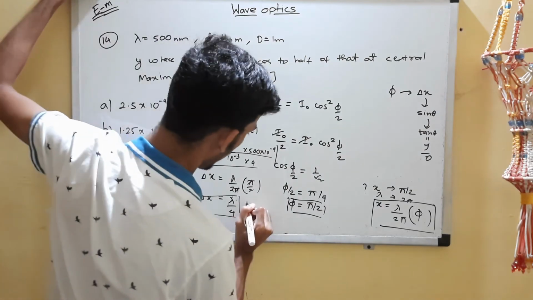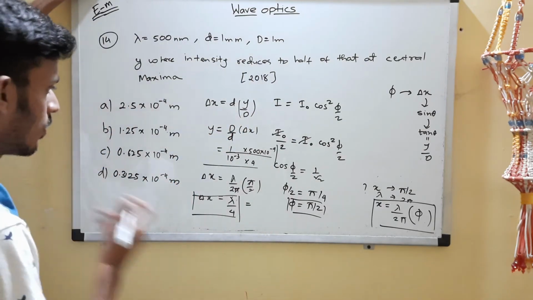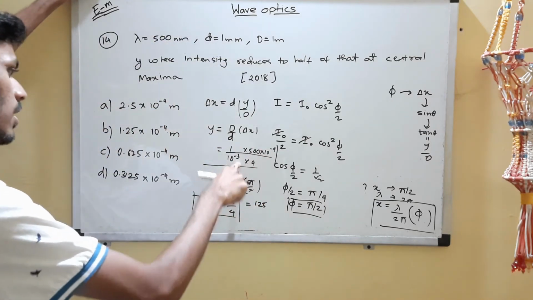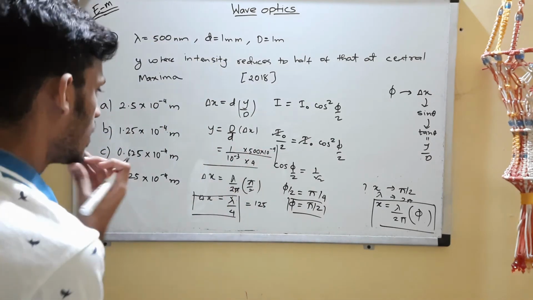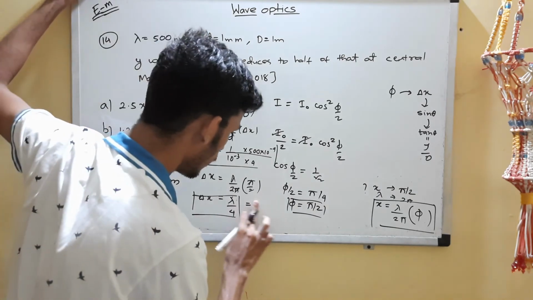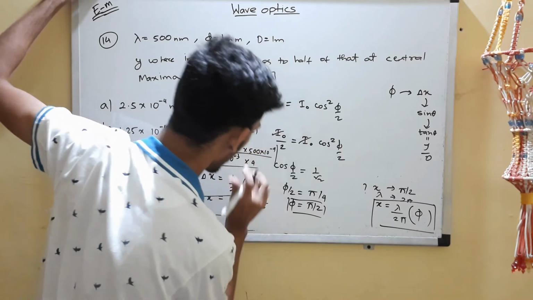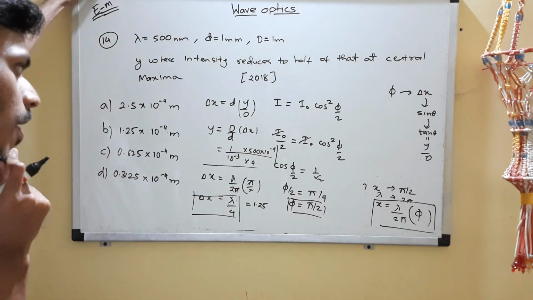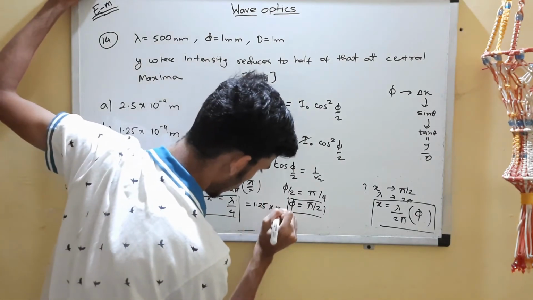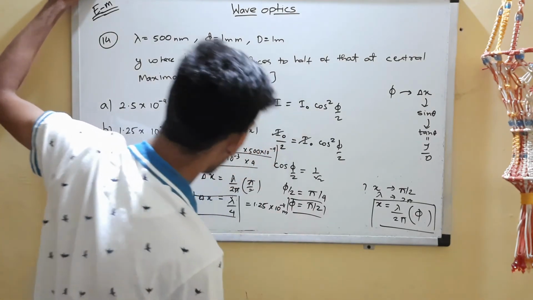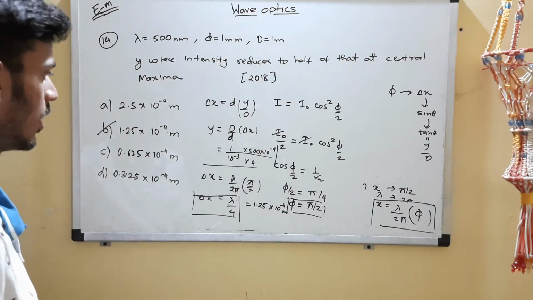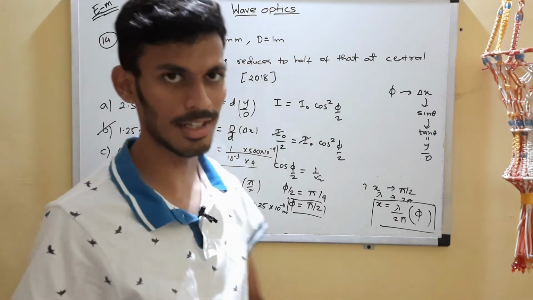So you'll get 500 divided by 4, which is 125, and this is 10 to the power minus 9. I can write 125 as 1.25 and merge the two zeros with that, 10 to the power minus 7, and plus 3, minus 4, right? So 10 to the power minus 4, and this will be in meters. So option B, 1.25 into 10 to the power minus 4 meters is the correct choice over here.